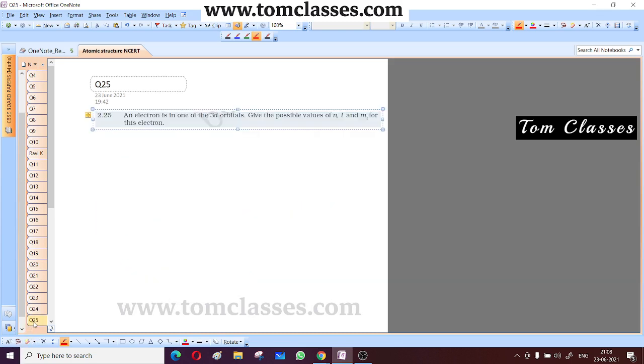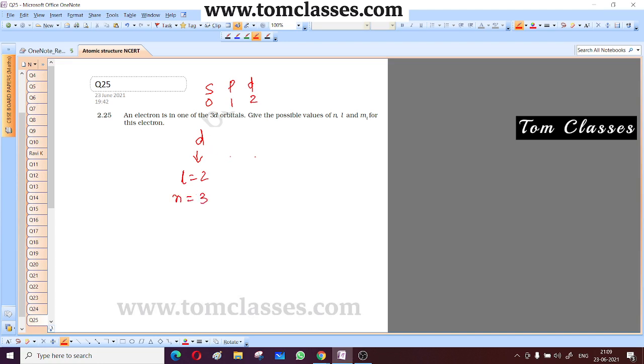So that is question number 25. It says that an electron is in one of the 3d orbitals. Give the possible values of n, L and ml for this electron. So in a 3d orbital, the L value is going to be how much? We have seen S is 0, P is 1, D is 2. So L is 2 and n is 3, right?